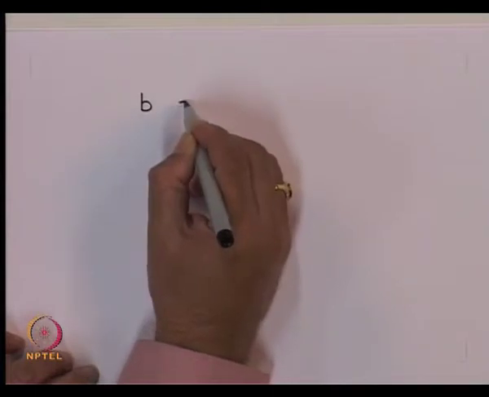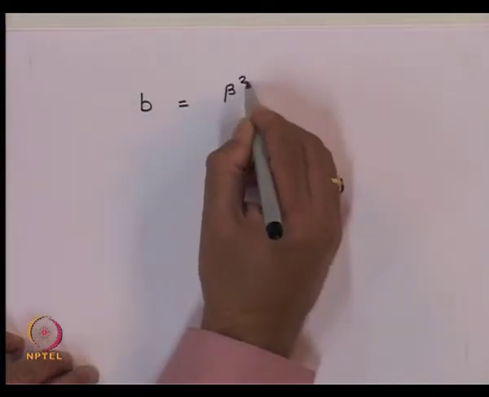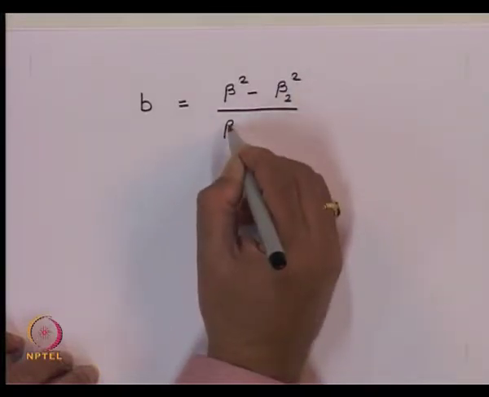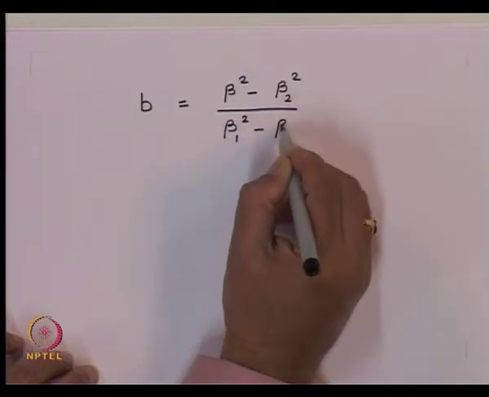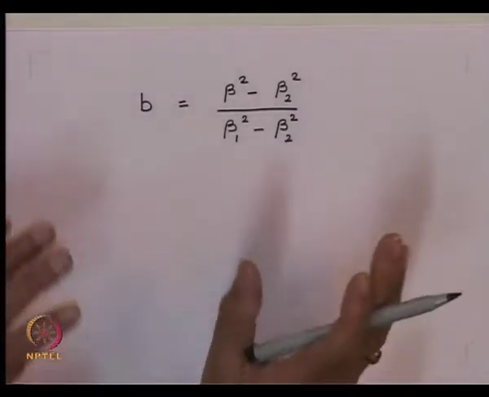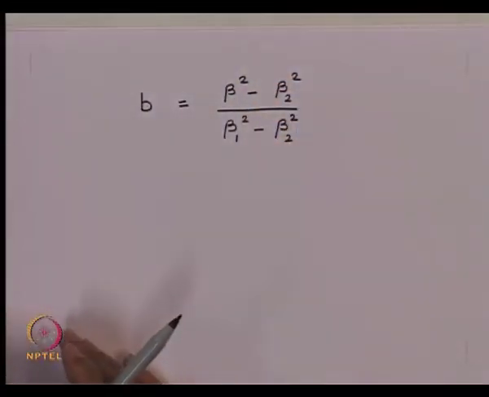So let us do a small derivation to get a relationship between the dispersion and the parameters B and V. So you recall we had defined the quantity B, which is equal to beta square minus beta 2 square divided by beta 1 square minus beta 2 square, where beta 1 and beta 2 are the phase constants intrinsically in the medium core and cladding, and beta is the propagation constant of that particular mode.